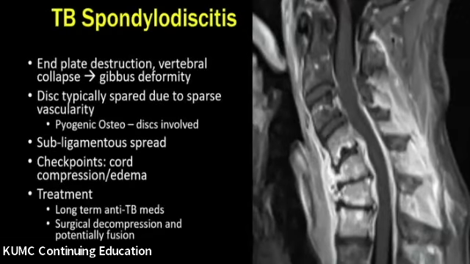This was an example of tuberculous spondylodiscitis. Features are going to be end plate destruction and vertebral collapse with gibbous deformity. TB typically spares the disc space due to the sparse vascularity, in contrast to pyogenic osteomyelitis, in which the disc spaces are typically involved. Again, there's going to be that subligamentous spread. Our checkpoints are: what is it doing to the cord? Is there cord compression and cord edema? And then, of course, surgical decompression and anti-TB meds will be used for treatment.